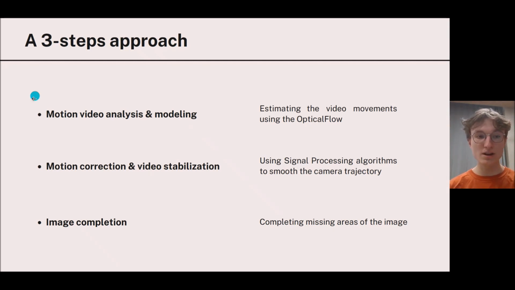First of all, we had to analyze the motion on the video and to guess how the camera was moving when the video was taken. To do so, we used some optical flow technique that we saw in class. Then we used some motion correction using signal processing algorithm in order to find the smooth looking camera motion that is going to make the video stabilize. And then we are going to complete the border of the image that were incomplete. We are going to talk a bit more about this later.